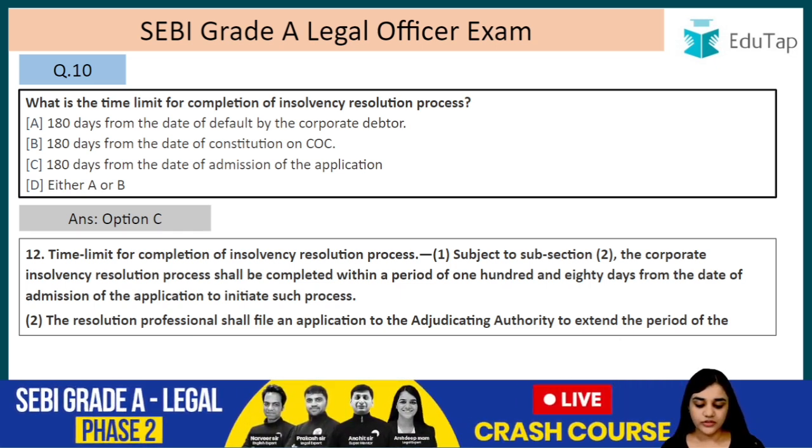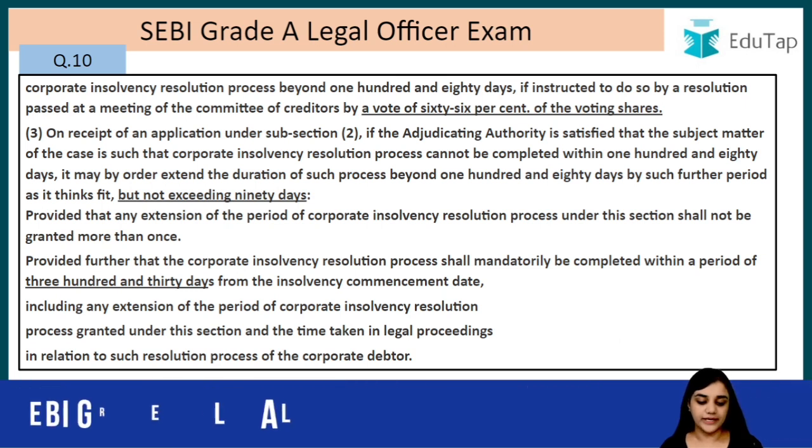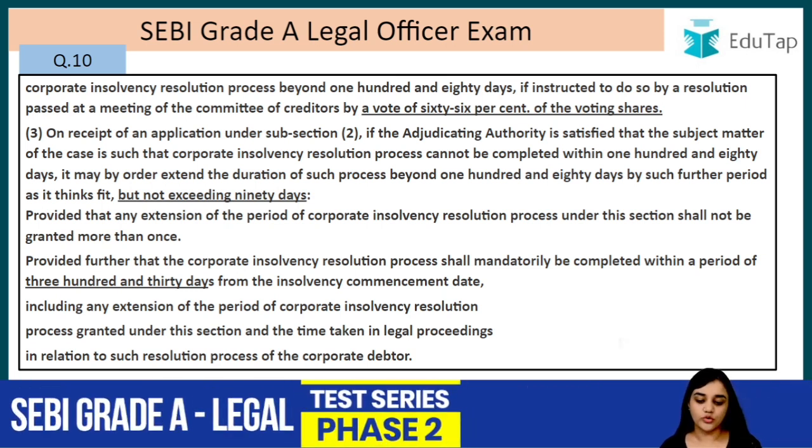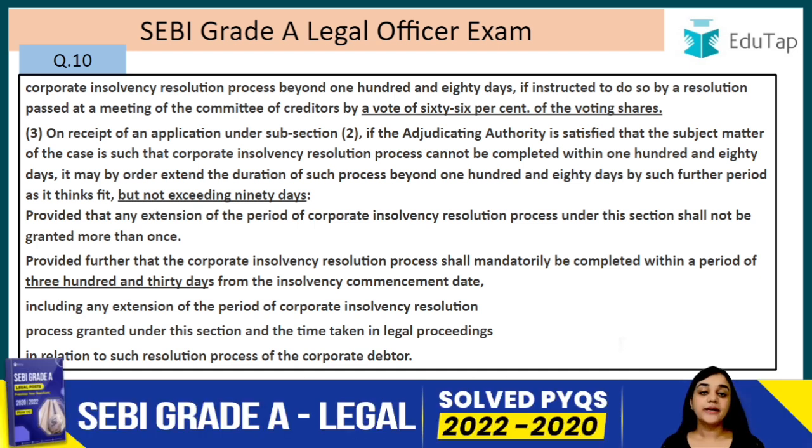The resolution professional shall file an application to the adjudicating authority to extend the period of the corporate insolvency resolution process beyond 180 days if instructed to do so by a resolution passed at a meeting of the committee of creditors by a vote of 66% of the voting shares. So this CIRP process has to be completed within 180 days. But another period of not more than 90 days can be given if the resolution is passed by the committee of creditors by 66%, right?